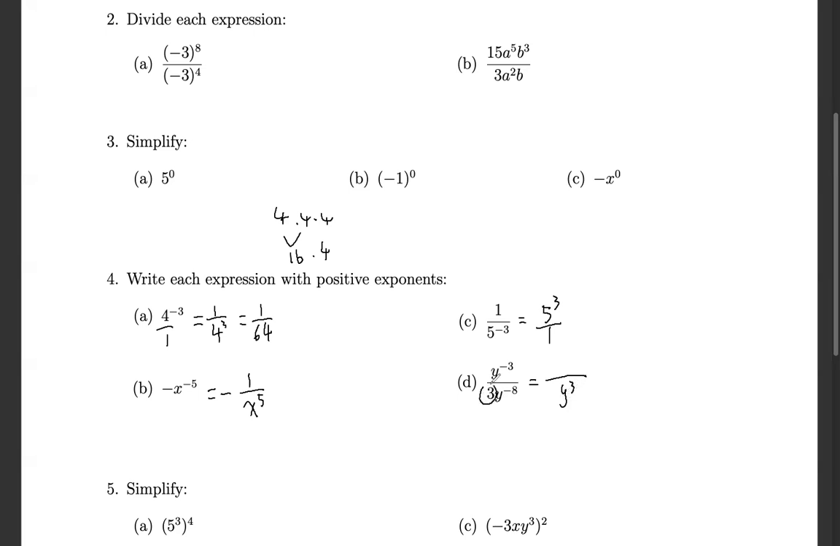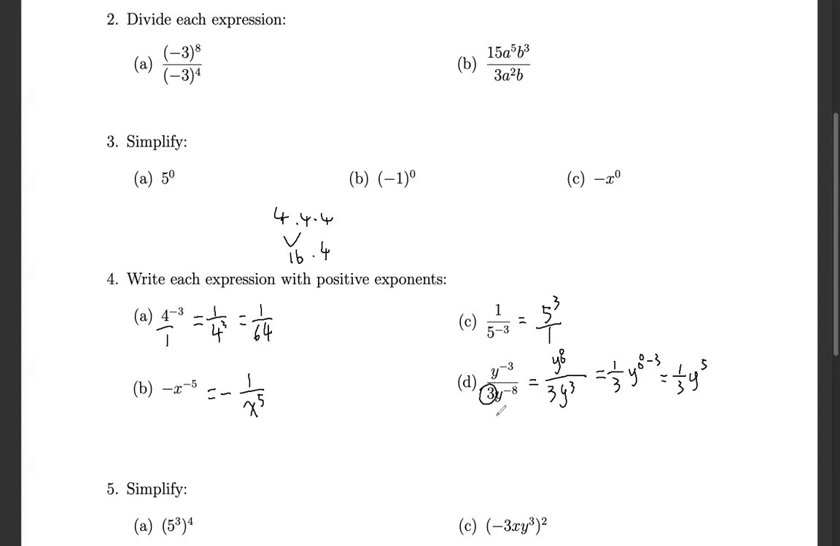But this 3 is still in the denominator. And this y raised to negative 8, we change to be in the numerator with positive 8. So this 3 is 1/3. So that's 1/3 of y raised to minus 3, which is y raised to 5.